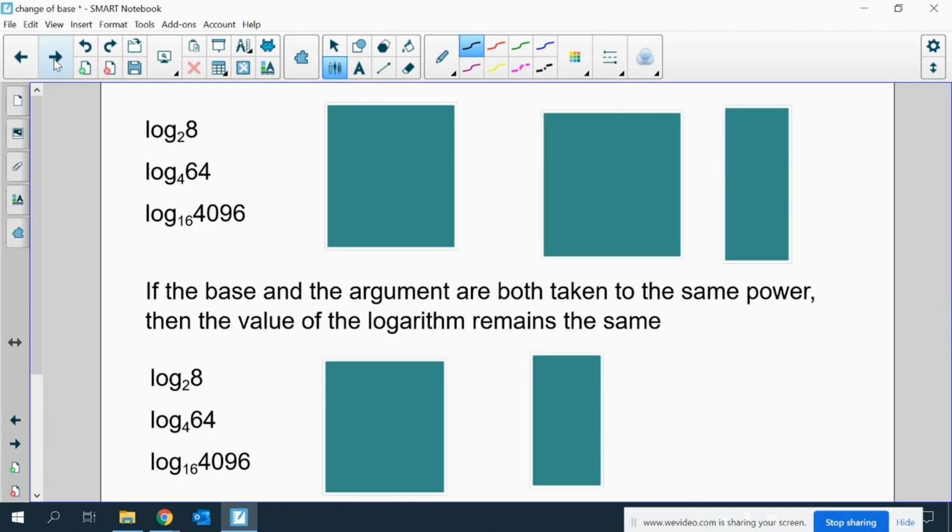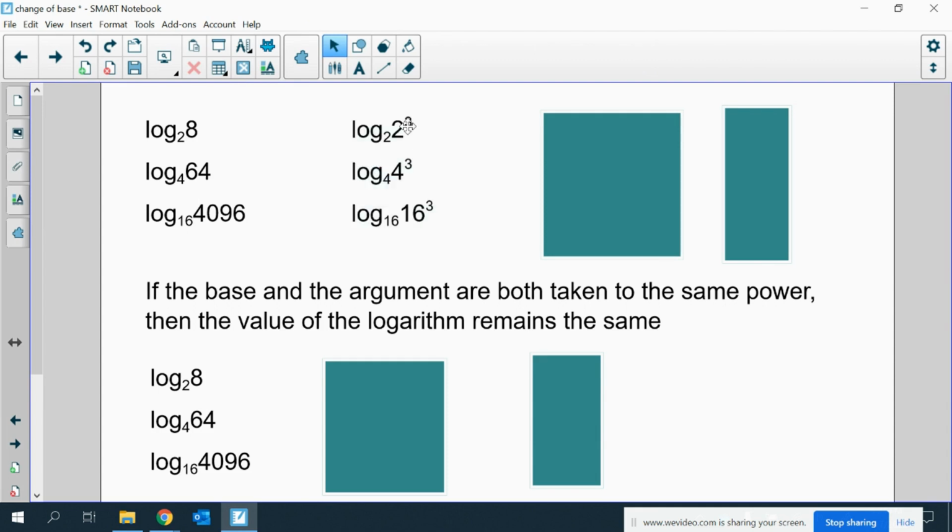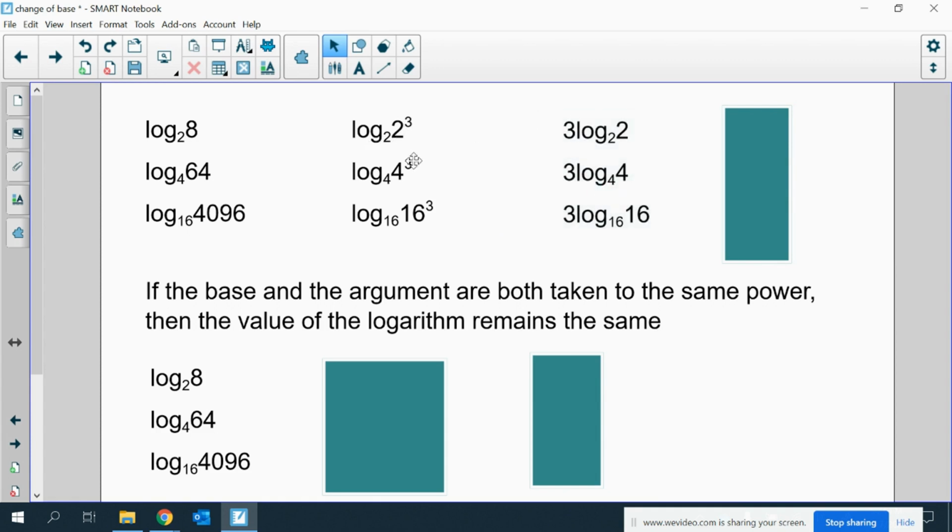So let's say we have log base 2 of 8, log base 4 of 64, and log base 16 of 4096. Well, each of these things is actually pretty easy to compute if you understand how to rewrite them. So 8 is 2 to the third, 64 is 4 to the third, and 16 to the third is 4096. You can rewrite the exponents of the argument, or the inside part, as coefficients, and then we know that log base 2 of 2, log base 4 of 4, and log base 16 of 16 are all just 1. So the answers to each of these things is 3.